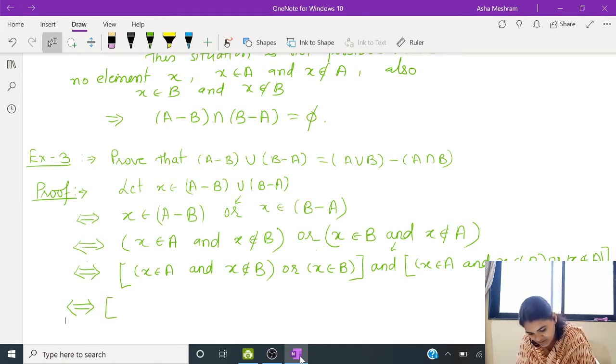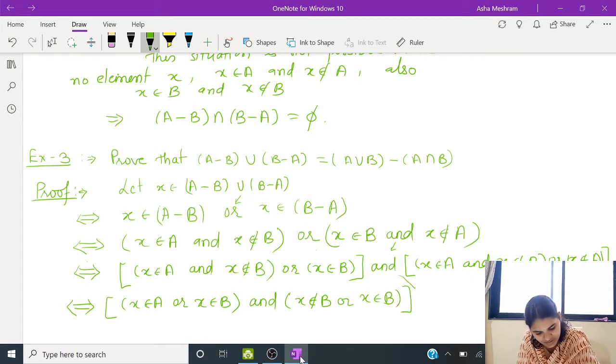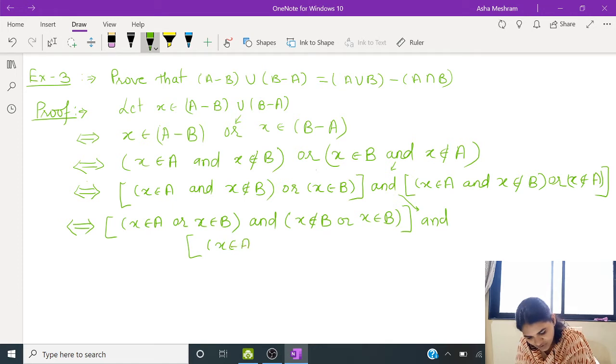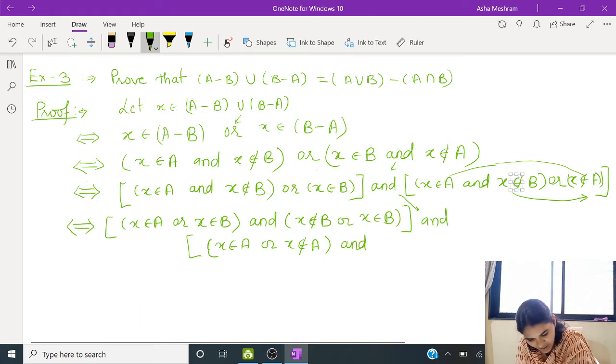So this can be written as x belongs to A or x belongs to B, or x belongs to B and x does not belong to B, or x belongs to B. Next, here I write, x belongs to A or x does not belong to A. Again I am separating this with this and this with this, and x does not belong to B or x does not belong to A.